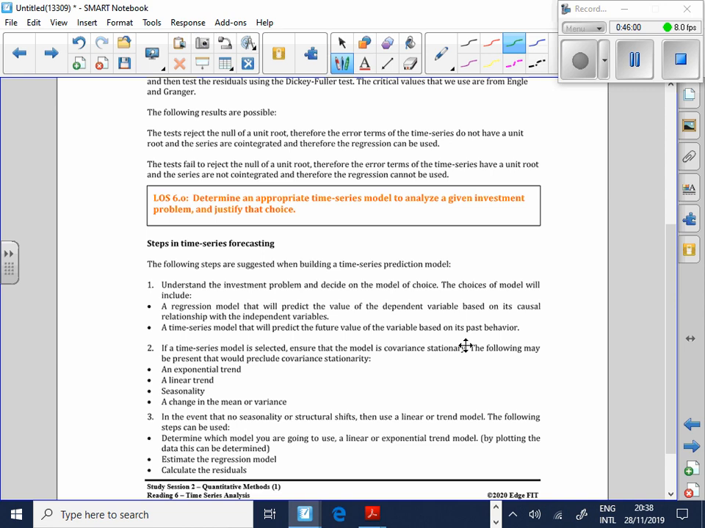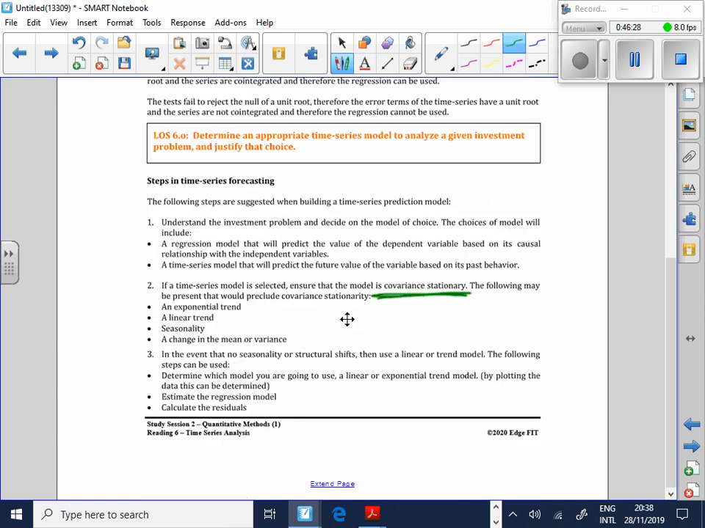Number 2, if a time series model is selected, what must you make sure of, guys, am I boring you yet, that the data is covariance stationary? What are the 3 things that must not move? The mean, the variance, and the covariance. Good. Number 3, in the event that there are no seasonal or structural shifts, then I can use a linear or a trend model. We know how to do all of those, guys. I'm not spending time over there.